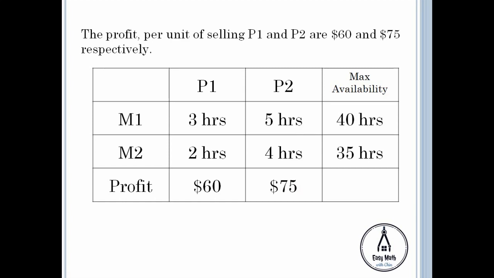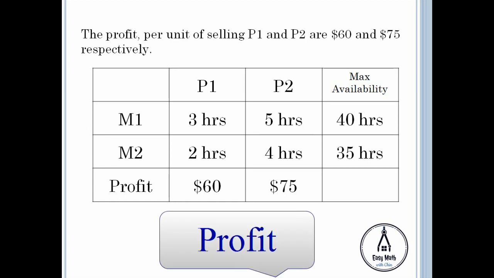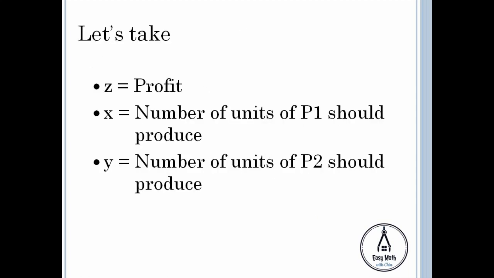Before going to make a model, we have to decide what should be the objective function. Earlier I have mentioned that there are three parts in a mathematical model. I hope you remember. The first part is the objective function. So for this problem, what should be the objective function? According to this problem, what should be optimized? The profit. With the maximum availability, we need to have the maximum profit. So let's take Z as the profit.